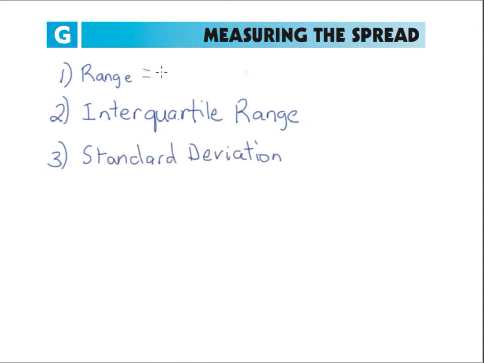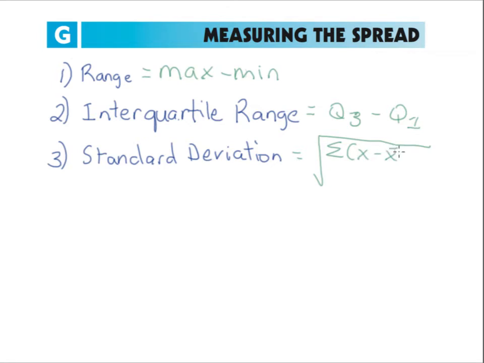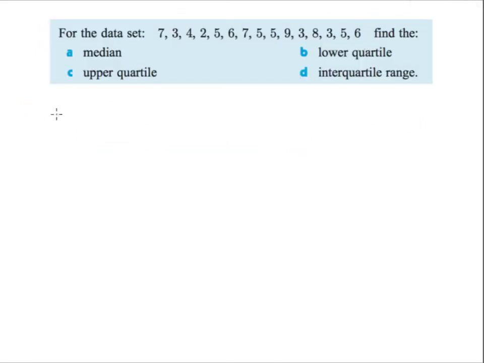How we find range is we take our max minus our minimum value. Our interquartile range is our Q3 minus Q1. And standard deviation is a little bit more complex. We're actually not going to do standard deviation this year, but in case you're curious, here's the formula for standard deviation. We're only going to focus on range and interquartile range this year.